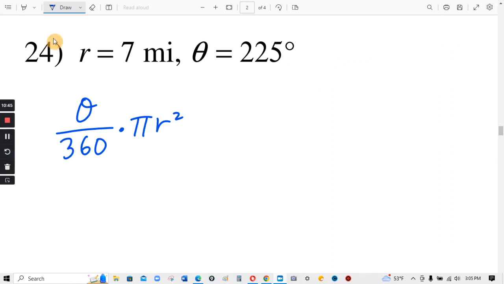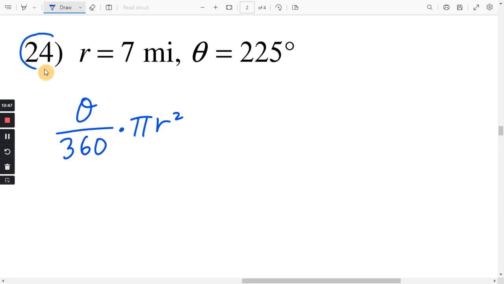Okay, please pause and try number 24. There's no diagram for this one, but it's the same process. The angle theta is in degrees, so I gave you the formula for the sector area in degrees. Please try it. Leave pi alone. Try to reduce the fraction.